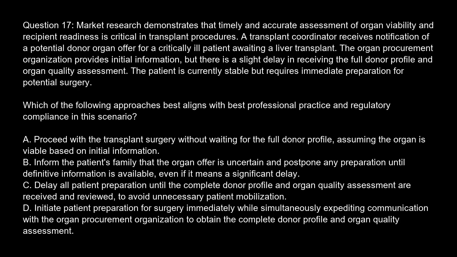Option A. Proceed with the transplant surgery without waiting for the full donor profile, assuming the organ is viable based on initial information. Option B. Inform the patient's family that the organ offer is uncertain and postpone any preparation until definitive information is available, even if it means a significant delay. Option C. Delay all patient preparation until the complete donor profile and organ quality assessment are received and reviewed to avoid unnecessary patient mobilization. Option D. Initiate patient preparation for surgery immediately while simultaneously expediting communication with the organ procurement organization to obtain the complete donor profile and organ quality assessment.